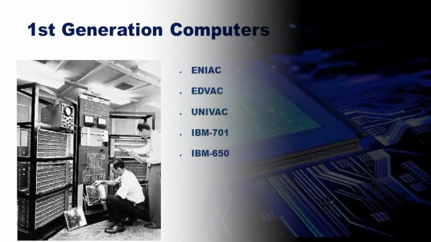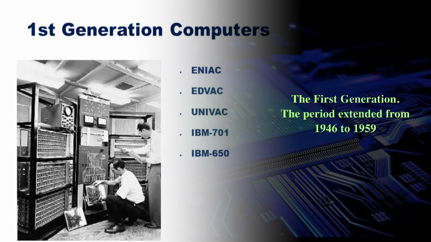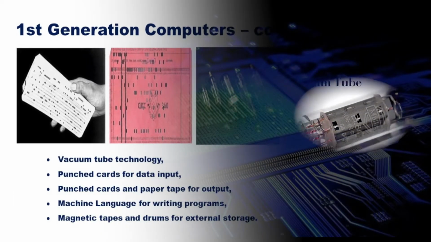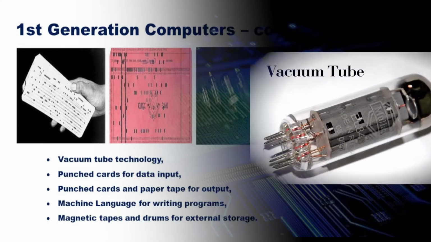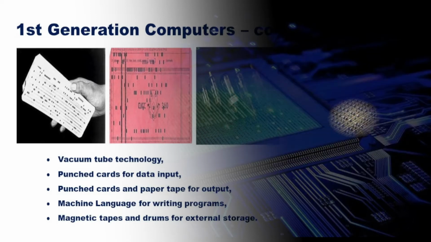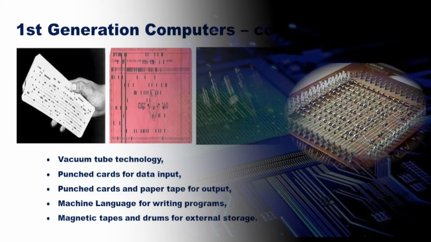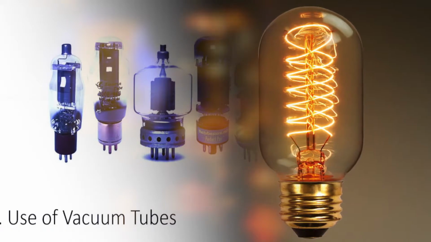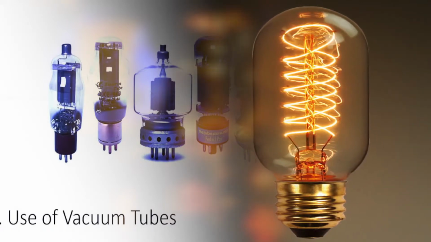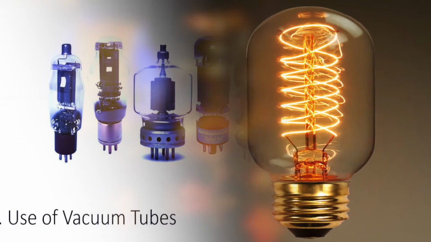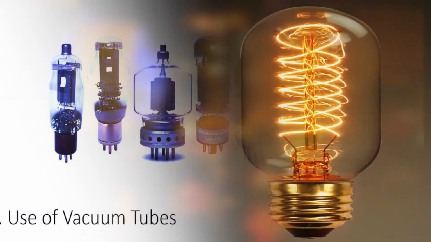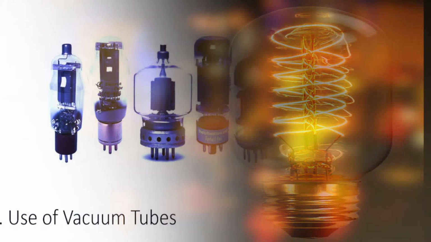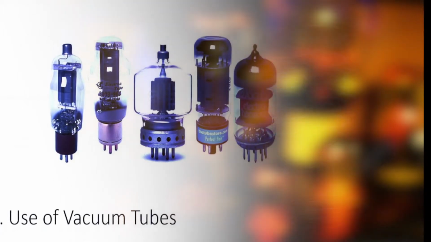The first generation period extended from 1946 to 1959. The computers of the first generation used vacuum tubes as the basic components for the circuitry of the CPU and magnetic core for random access memory. These vacuum tubes, like electric bulbs, produced a lot of heat, and the system used to fuse or fail frequently. Therefore, they were very expensive and only large organizations were able to afford them.